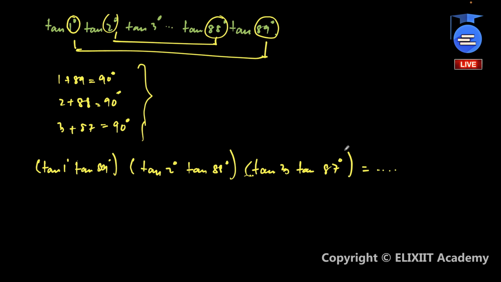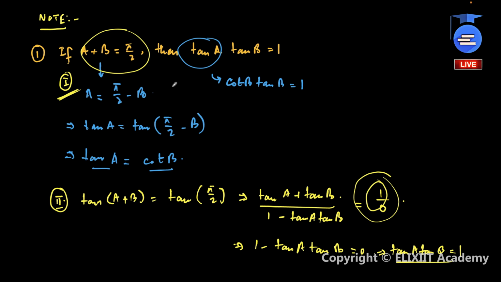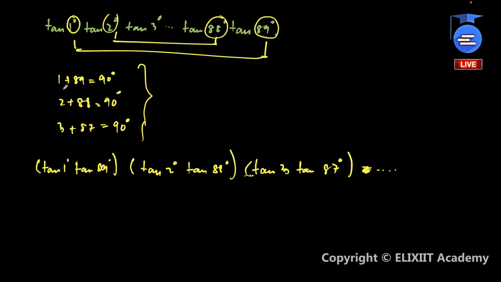And so on. Okay, so what is the idea? What is the value? We actually use this theorem. If a plus b is equal to pi by 2, then tan a into tan b is 1. So then this value is 1. This value is also 1, tan a into tan b, because 2 plus 88 is actually pi by 2, 90 degrees. So tan a into tan b is 1. Tan 2 degree into tan 88 is 1. This thing is also 1, and so on. The remaining values will also be 1.